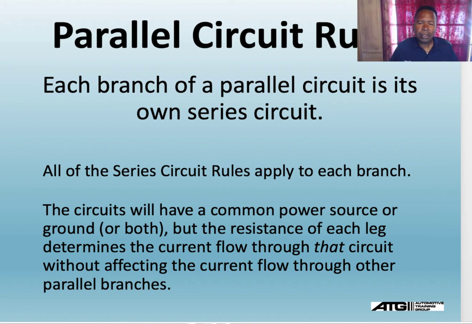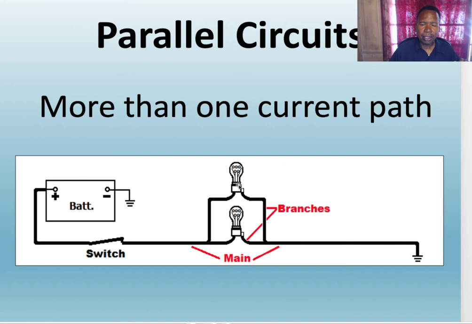Each branch of a parallel circuit is its own series circuit. All the series circuit rules apply to each branch, not the whole circuit. This will have a common power source, or ground, but the resistance of each leg determines the current flow. So based on these resistors here, and here, let's say this is 2 and this is 4.